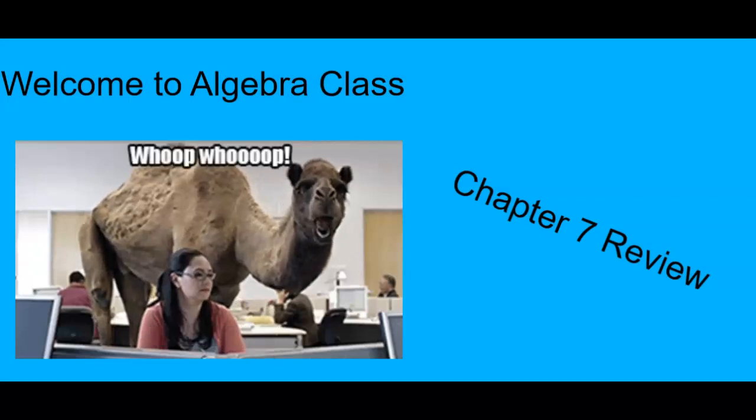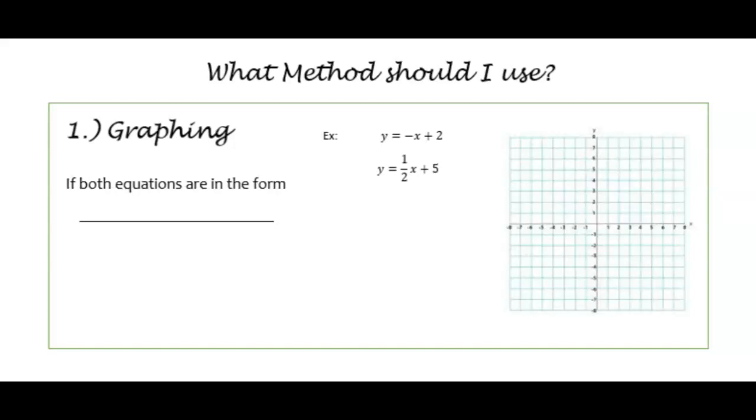So in Chapter 7, we learned about systems of equations. And we had to find a solution. And we learned 3 different methods to solve our system of equations. Now, some methods are easier when it's in a certain form, like graphing. Graphing, for instance, we would use when both of the equations are in the y equals form. Why? Because then they're already in slope-intercept form.